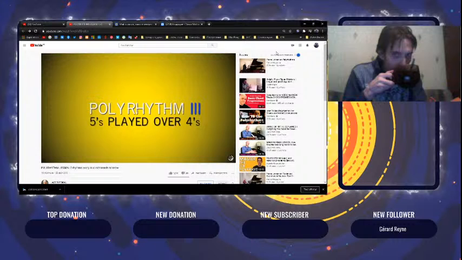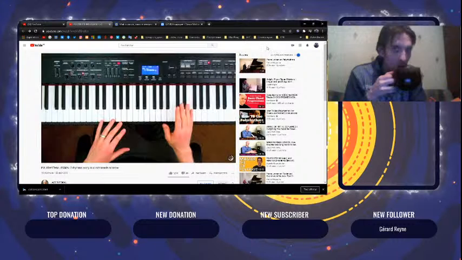The last rhythm is called 5s over 4s, and that means playing 5 notes in the right hand for every 4 notes in the left. Here's how it sounds. And here's how it sounds on the piano.